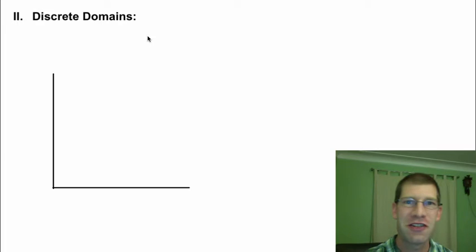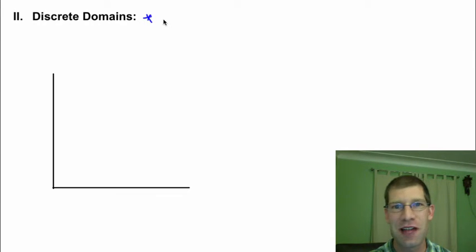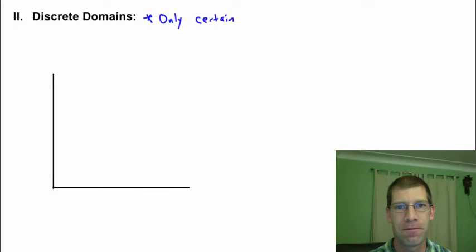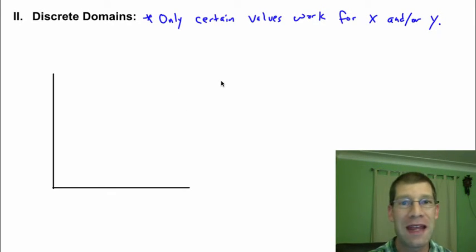Okay, so the next section is going to be discrete domains and continuous domains. It'll be Roman numeral 2 and Roman numeral 3. We're looking just at lines in this chapter, but discrete domains, what that means is that only certain values are going to work for x and or y. So the domain, the x values, or the range, the y values are going to be limited.